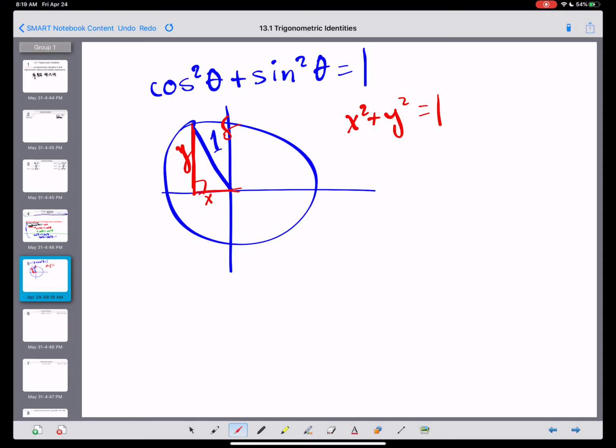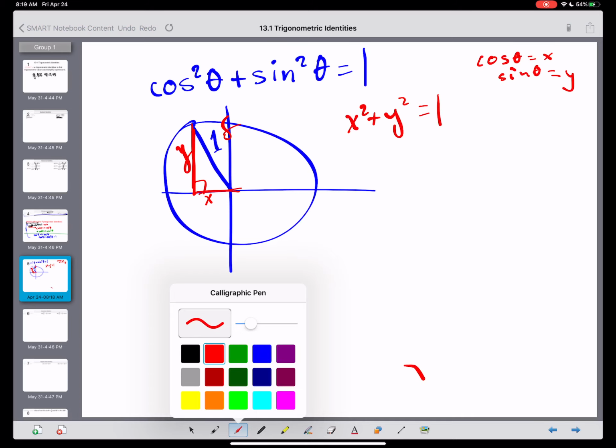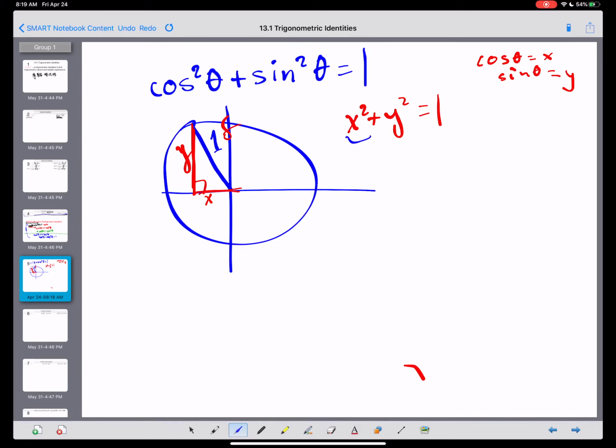But if you guys remember from the unit circle, I actually told you guys that cosine theta is equal to x, right? And sine theta we refer to as the y coordinate. So all I'm doing is making a substitution for x and y. So instead of x, I'm writing cosine, and because it's squared, I'm squaring it. Instead of y, I'm writing sine. And it says y squared, so it's sine squared theta, and the whole thing is equal to 1.